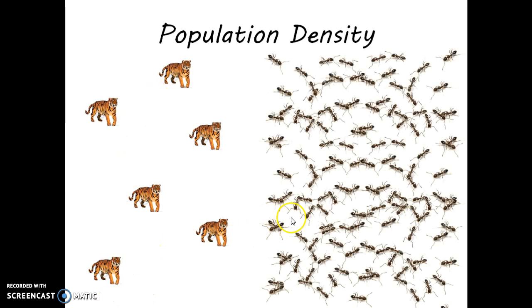Other animals, like ants, for example, live in colonies, and so they want really high population densities because they're going to work together to survive. And so we're going to see very high population densities in animals like the ant.